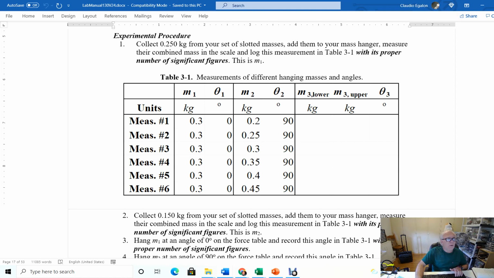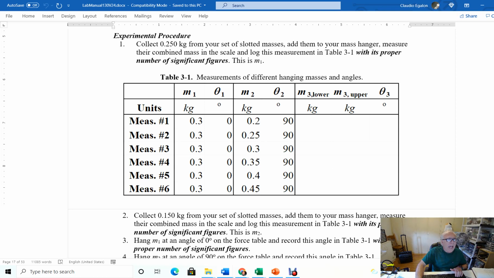So what you're going to do is not find just one value for mass 3. Actually, you're going to find a range of values. When we do experiments, you never find a spot-on data point, right? What you're going to do is find out what's the lowest possible mass that equilibrates those two here.